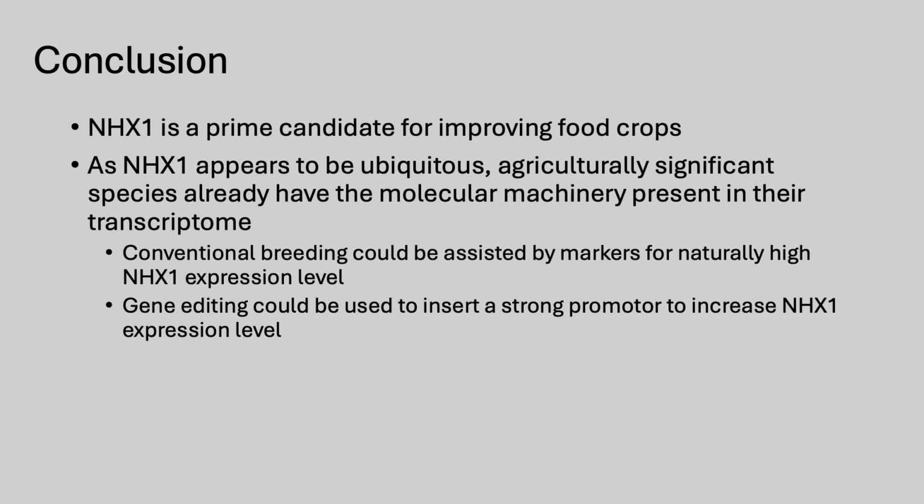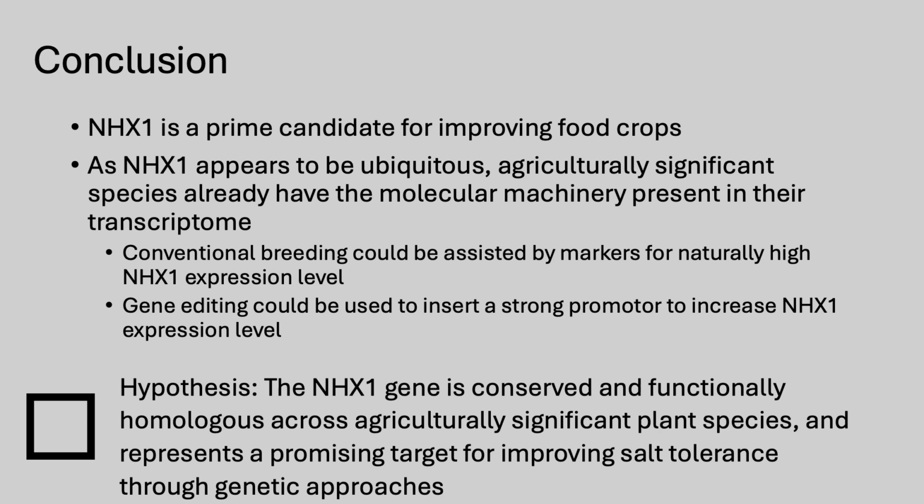Using the computational resources available to me, I am left to conclude that my hypothesis, that the NHX1 gene is conserved and functionally homologous across agriculturally significant plant species and represents a promising target for improving salt tolerance through genetic approaches, is supported.